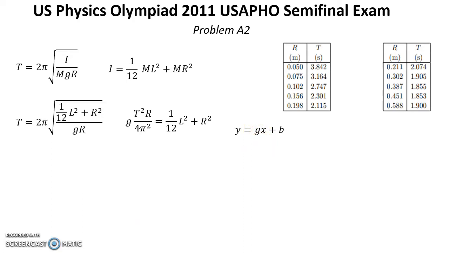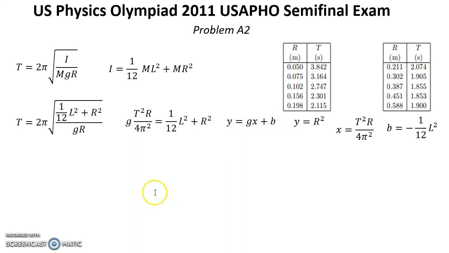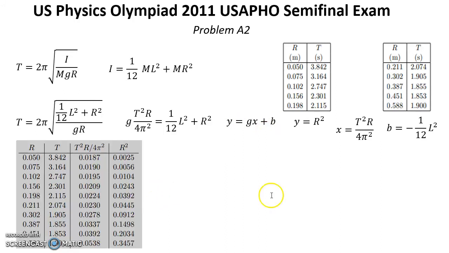Here we have y must be equal to r squared, x equal to this expression, and b equal to this expression. So now we can draw the graph for this formula. First we can make a table. Using this experimental data we can fill this table with the coefficients, and after that draw the graph.